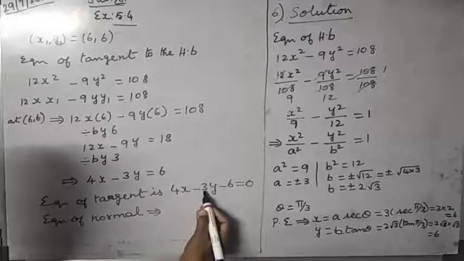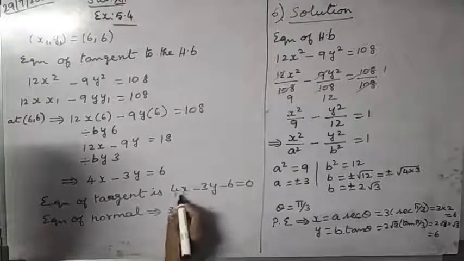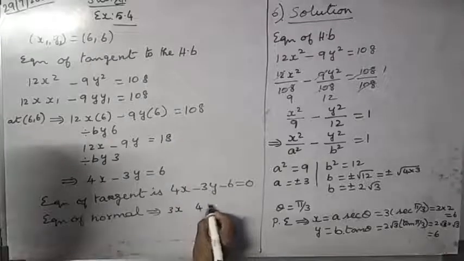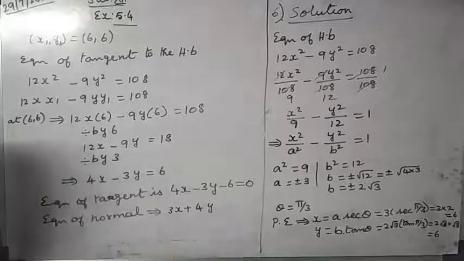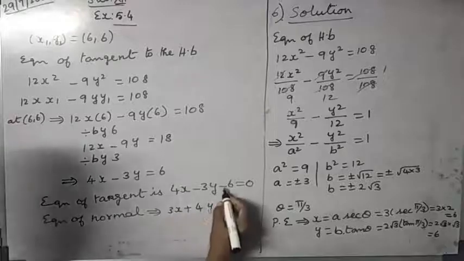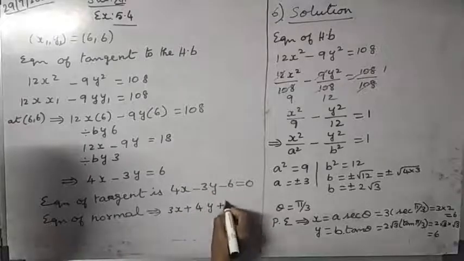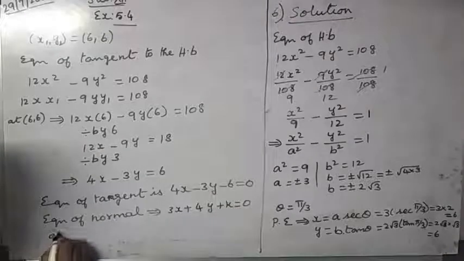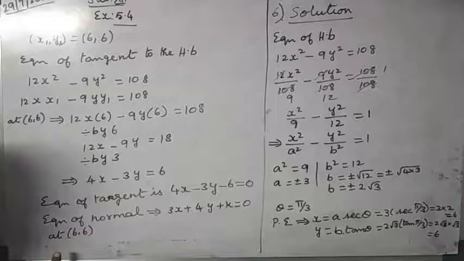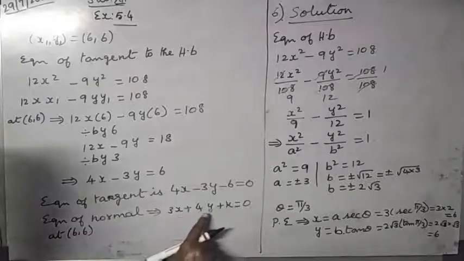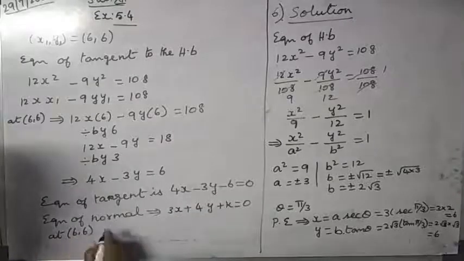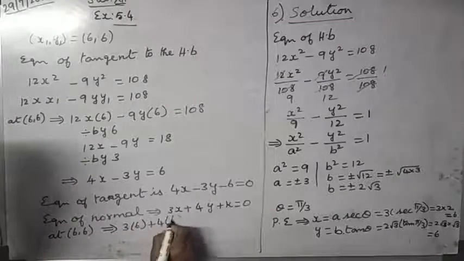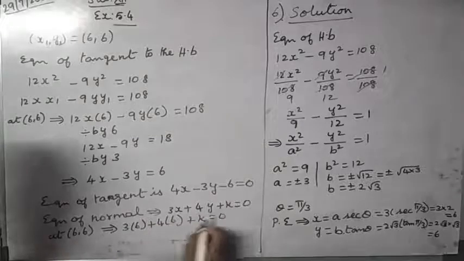Minus 3, you bring this 3 here, so 3, take the variable as it is, 4, bring it here, 4y. If it is minus, make it plus, if it is plus, make it minus. Then remove this constant by k is equal to 0. Now to find this k at 6 comma 6, take this value and instead of x and y substitute 6 comma 6. So which implies 3 into 6 plus 4 into 6 plus k equal to 0.